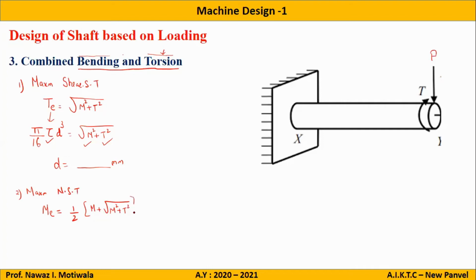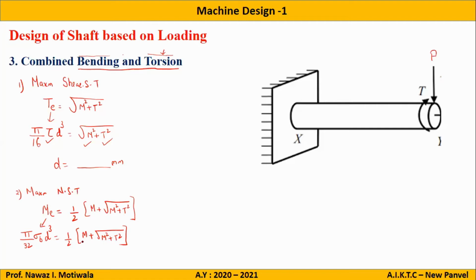All these things are nothing new. We have studied all this in SOM. So Me is equal to half of M plus the root of M square plus T square. But what is Me? Me we know that it is pi by 32 sigma b d cube. So pi by 32 sigma b d cube is equal to half of M plus the root of M square plus T square.